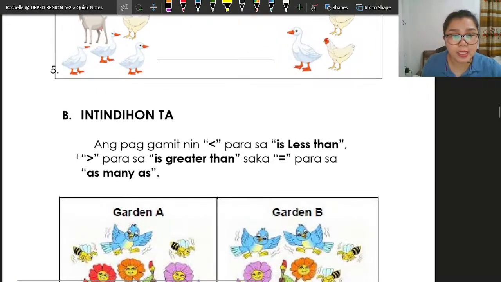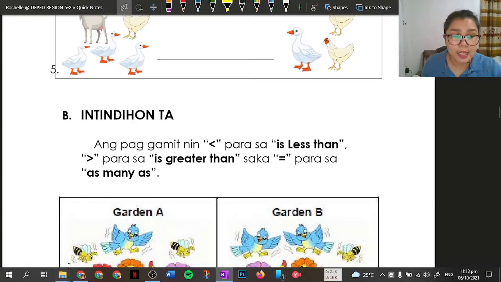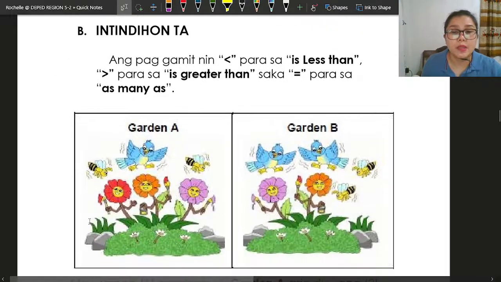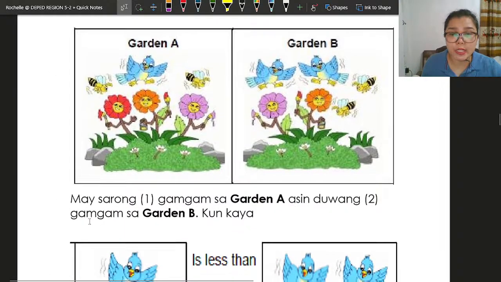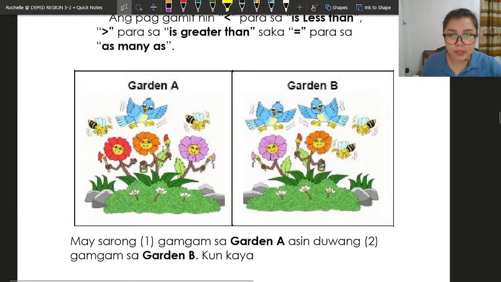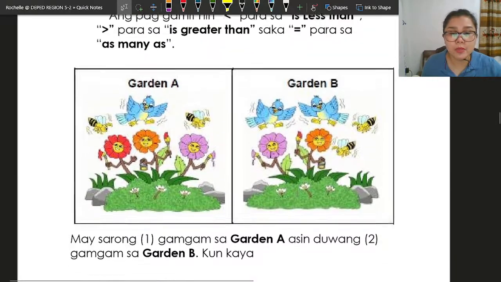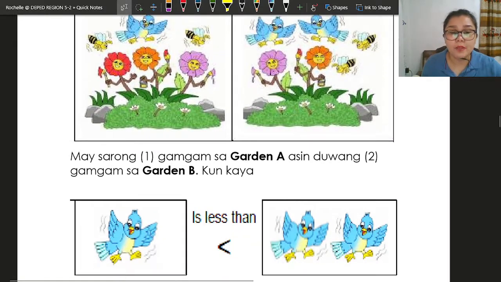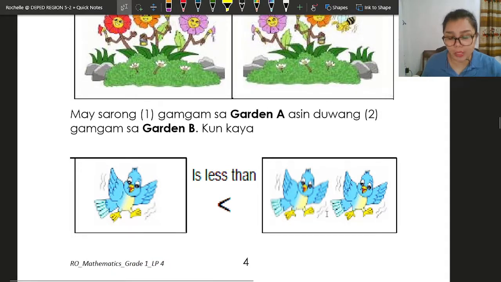Okay, this time, let's make use of the symbols for less than, greater than, and as many as. Okay, let's refer to the garden again. Garden A and garden B. So, the same illustration presented to you. May sarong gamgam sa garden A, as in duwang gamgam sa garden B. Kung kaya, 1 is less than 2. So, look at the symbol. Ano ang symbol na nakalagay dyan?